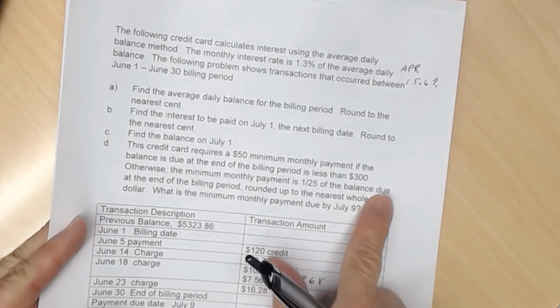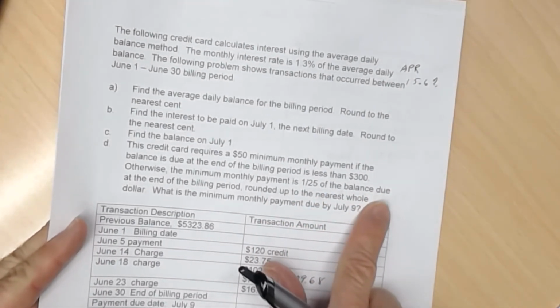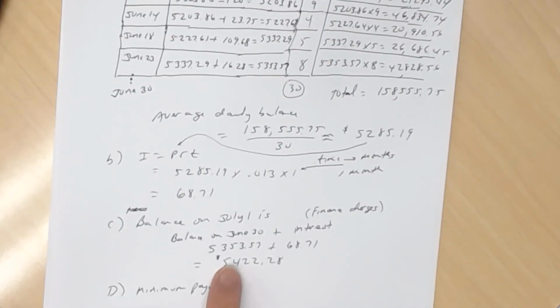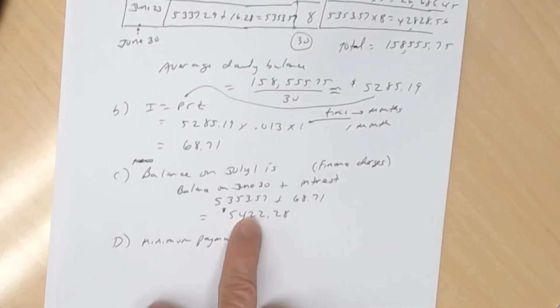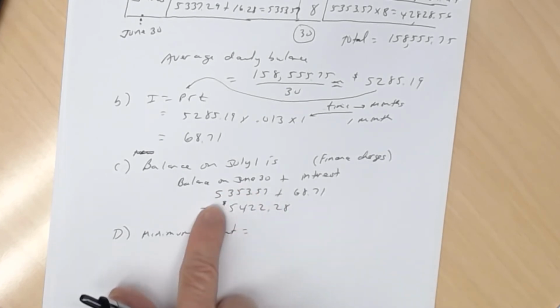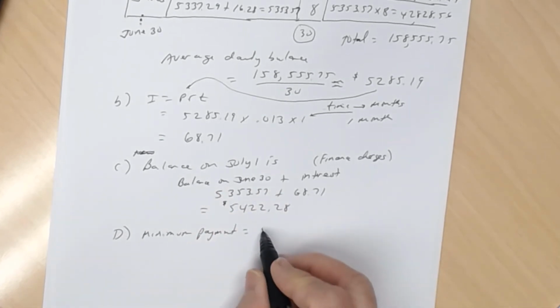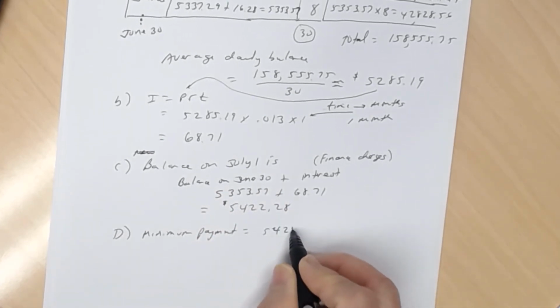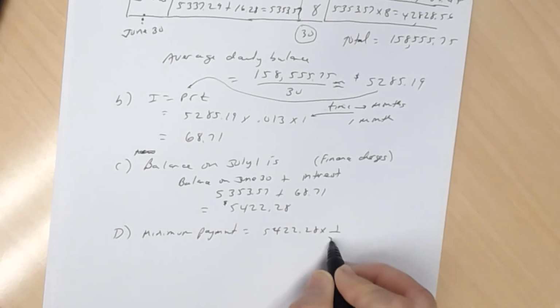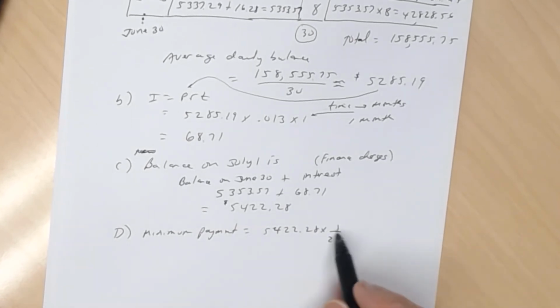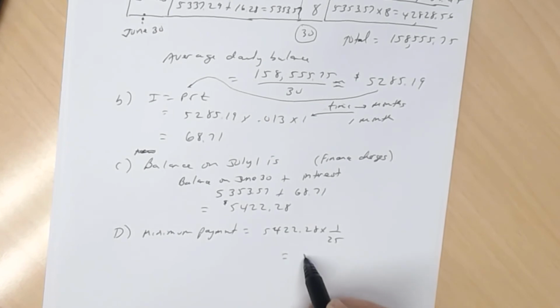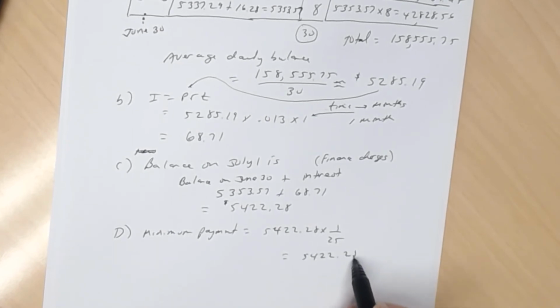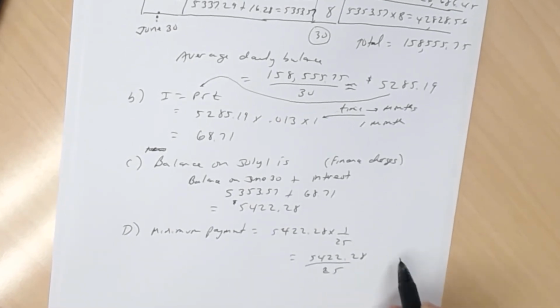Remember, the minimum payment says it's 1/25 of the balance due at the end of the billing period. So this is the balance due at the end of the billing period, and my minimum payment is 1/25 of that. So you're going to say that times 1 divided by 25, which means this divided by 25, right?